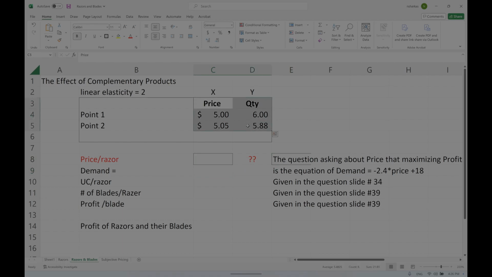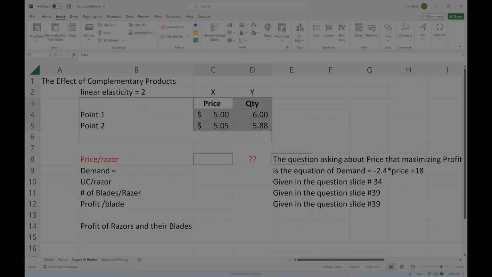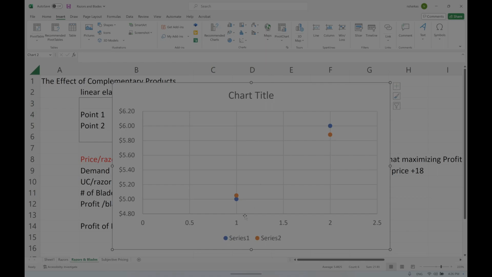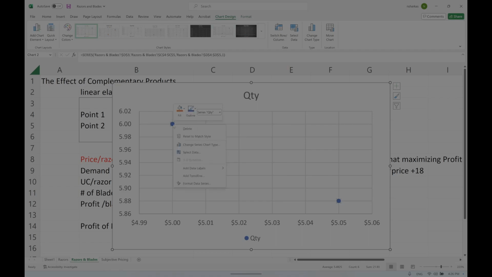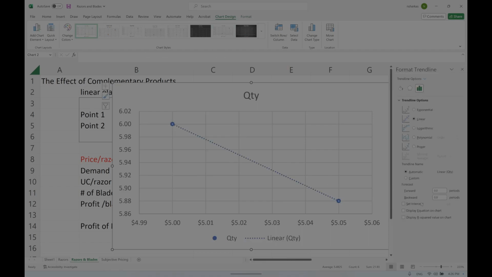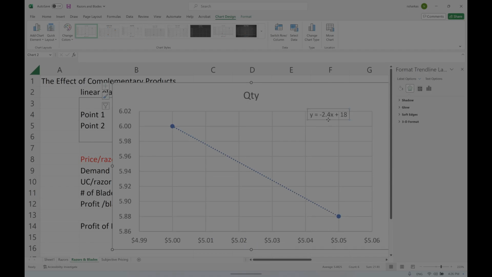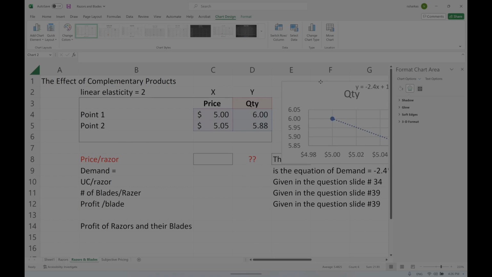We actually highlighted these two, right guys, from the previous section. We highlighted just these two, and we went to insert, we went to the plot, and then made sure that this is selected, and then switch rows and columns, and then we added the trend line, and then finally this is what we're looking for. And as you can see, we can easily find out the linear demand curve to be 18 minus 2.4 times the price, which is X. Okay. So we have this done.